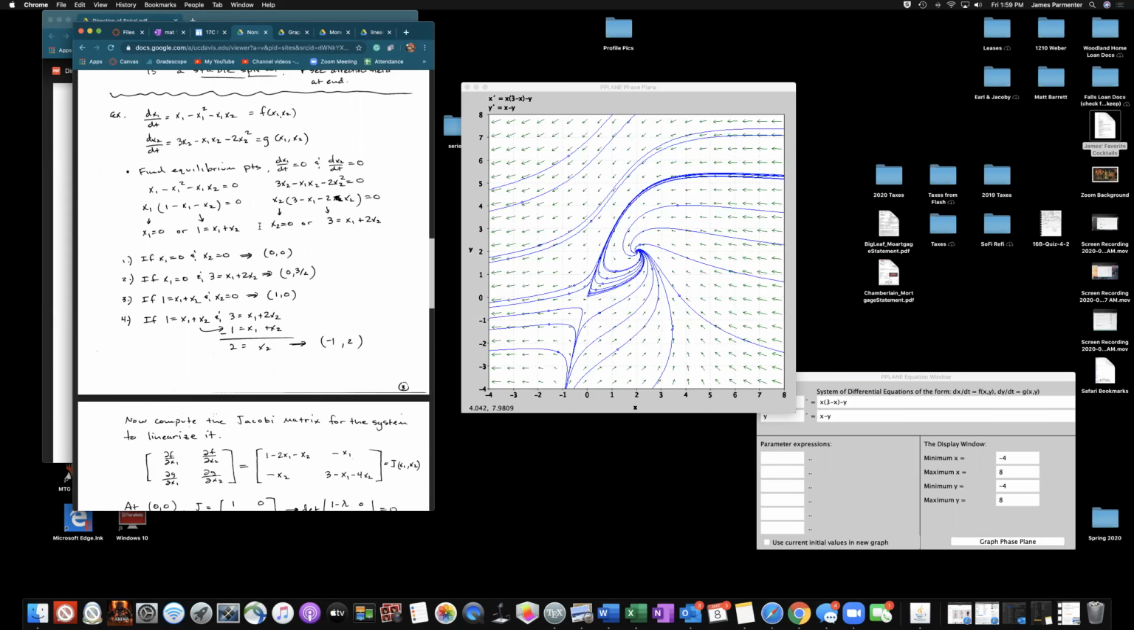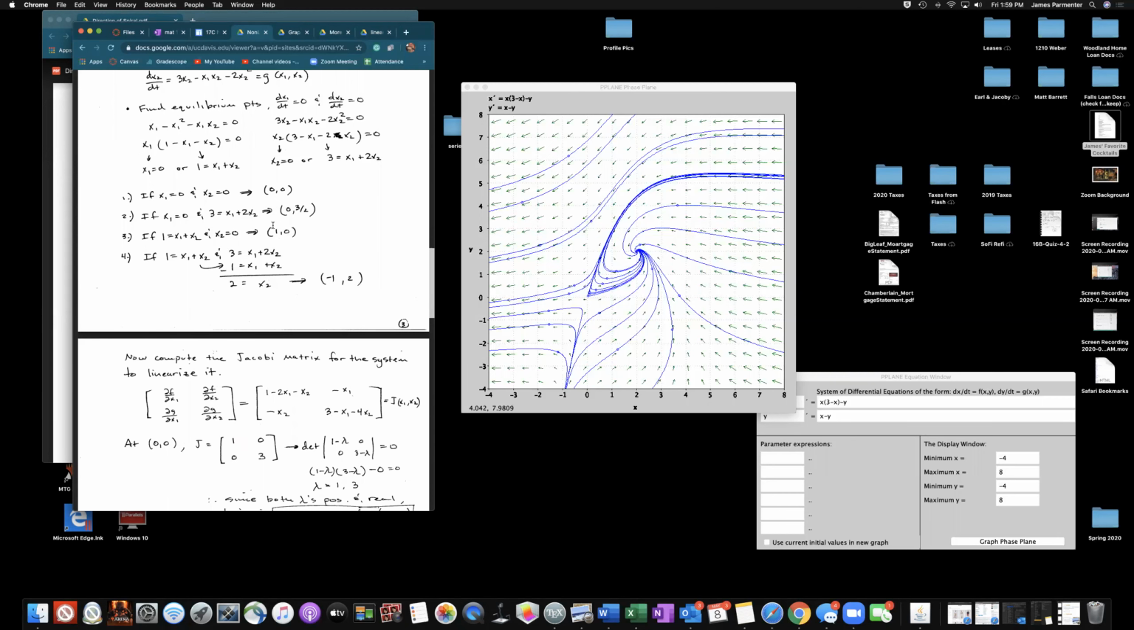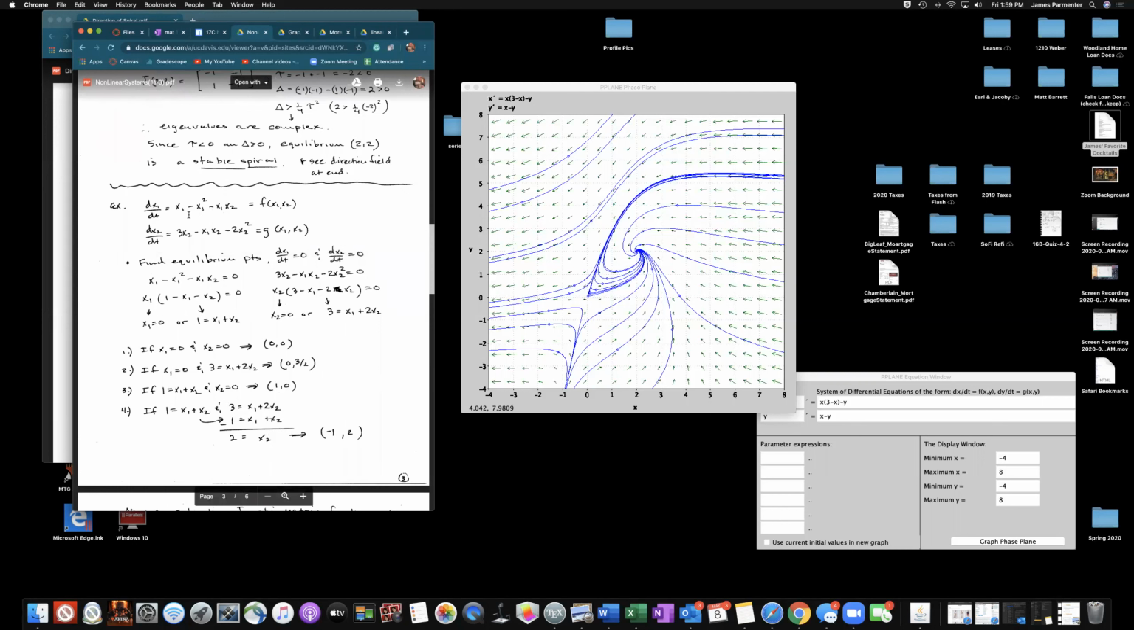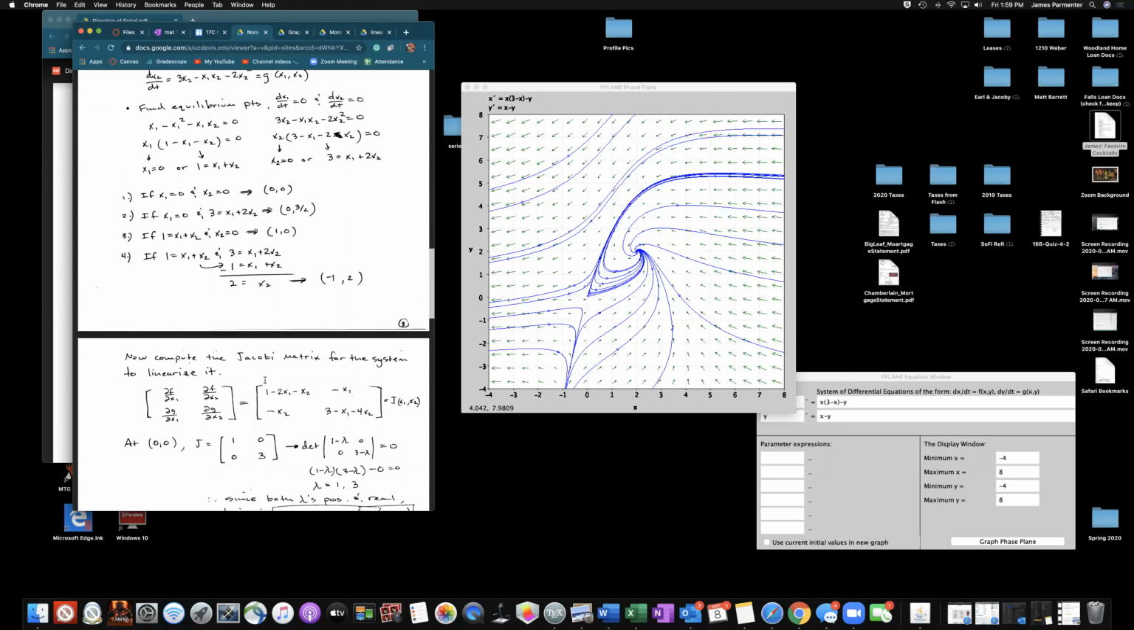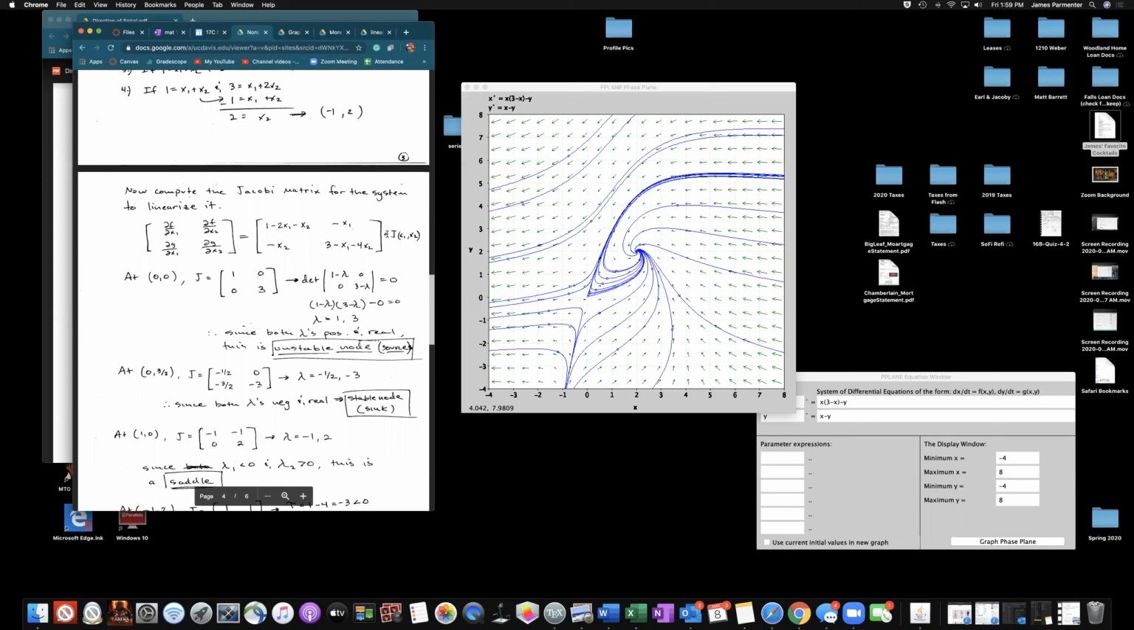Then we're going to go down and find the Jacobi matrix, or the Jacobian. So we take all the partials. So we do the partial of f with respect to x1. We get 1 minus 2x1 minus x2. We do the partial of f with respect to x2, and we get negative x1. And then for partial of g with respect to x1, we get negative x2. And then with respect to x2, we get 3 minus x1 minus 4x2, which is all right there. So there's the Jacobi matrix.